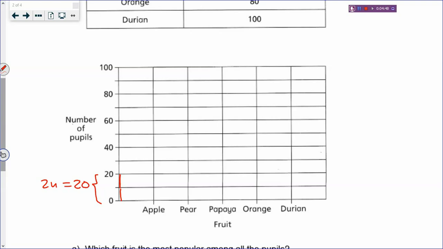Or you can also count the lines. So you count 1 and 2. You have two lines.